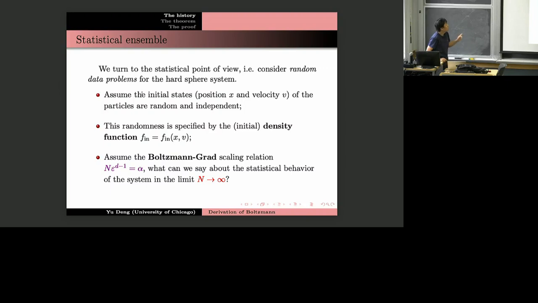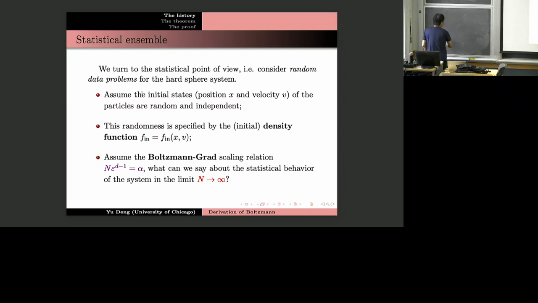Okay, so we're assuming this so-called Boltzmann-Grad scaling law, where n times epsilon^(d-1) equals alpha, which is a constant or goes to infinity very slowly. Let me make some comments about this scaling law. In particular, this value of n times epsilon^(d-1).